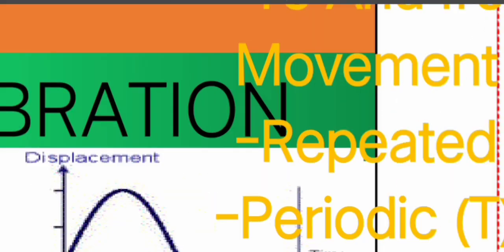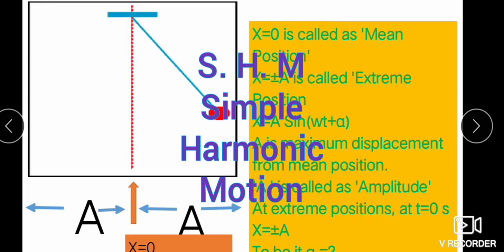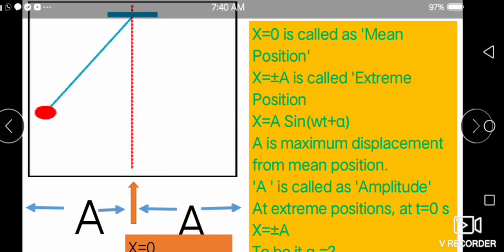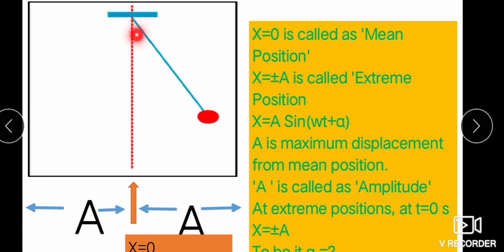In this lecture, we will study more about the linear SHM. First, let us define some terms. An example of the linear SHM is a simple pendulum.